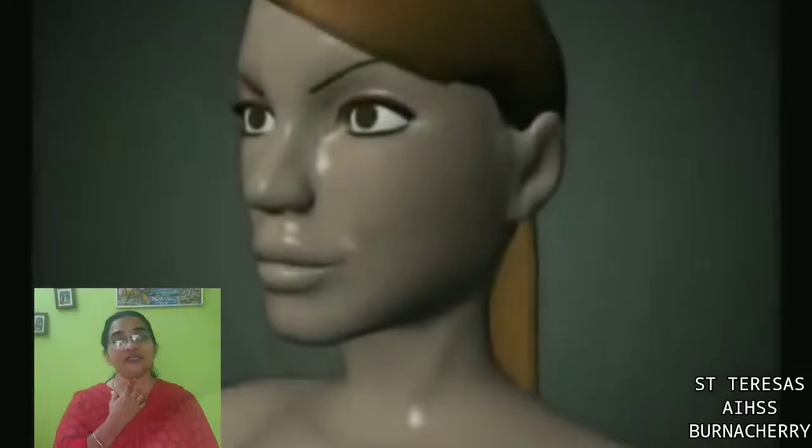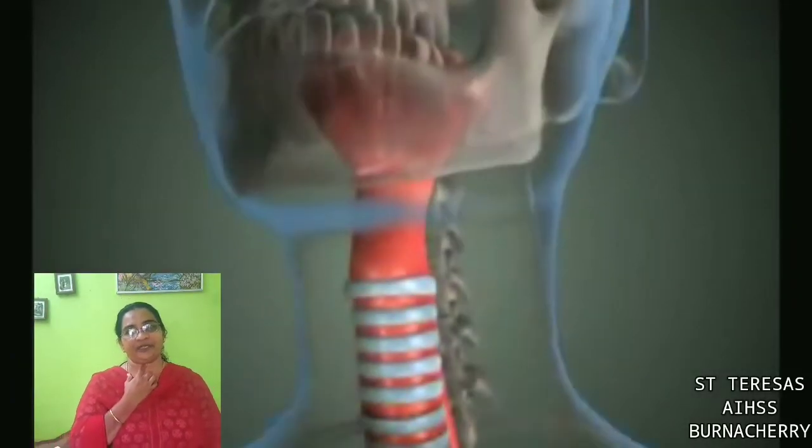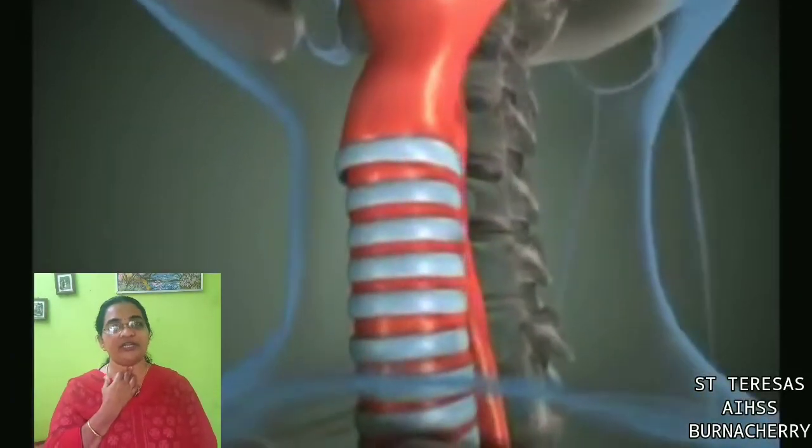When we were vibrating the scale, we heard something, isn't it? Yes, we heard a sound coming out. So for example, we are talking, isn't it? When we are talking, from where is the sound coming? From inside our throat. If you keep your hand here, we have something called the vocal cord.